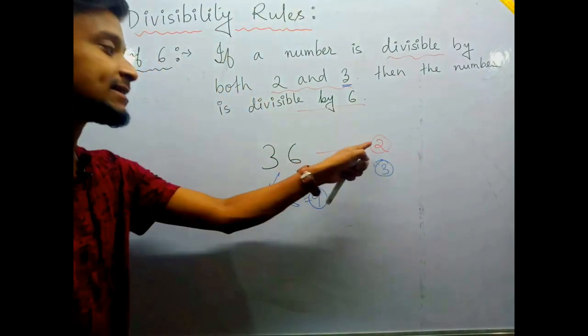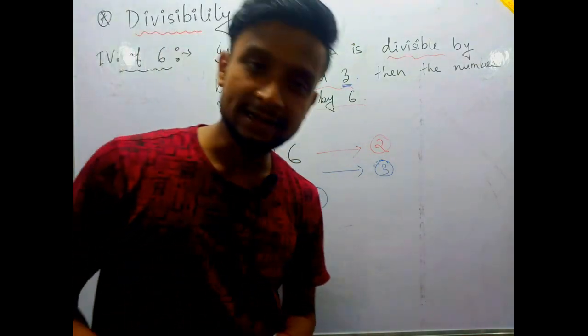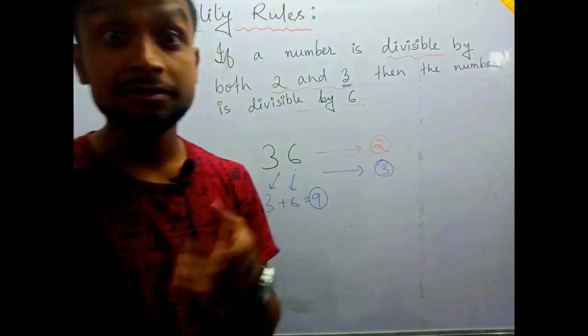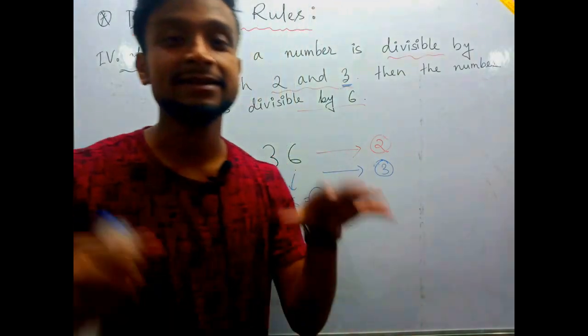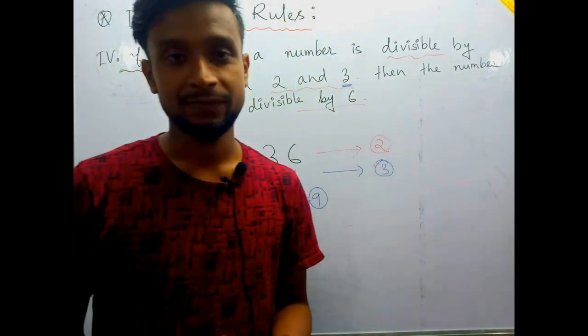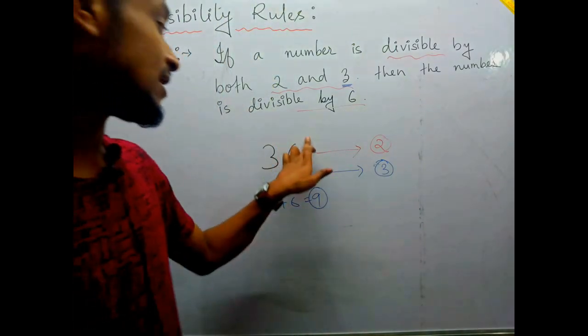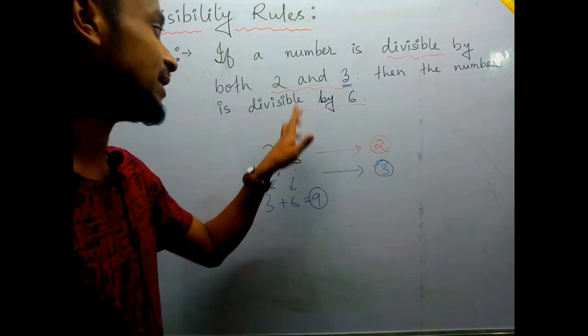Now see, at the same time we can divide 36 by 2 and 3, right? So at the same time we can divide this 36 by 2 and 3, right? That is why we can say that 36 is divisible by 6.